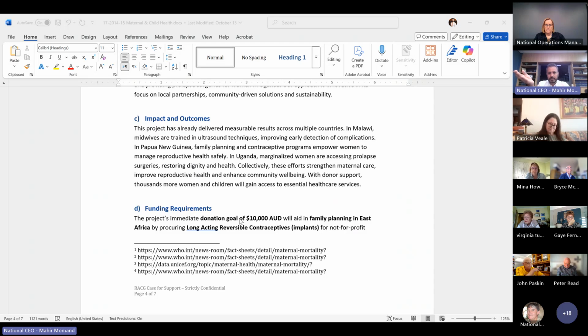It also speaks about, in this particular case, that this project has been running for some time. It has already delivered measurable results across multiple countries. For example, in Malawi, midwives are trained in ultrasound techniques, improving early detection of complications. In Papua New Guinea, family planning and other programs are being implemented. In Uganda, marginalized women are now accessing particular surgeries. So collectively, this particular project can speak about the work that they have done previously.